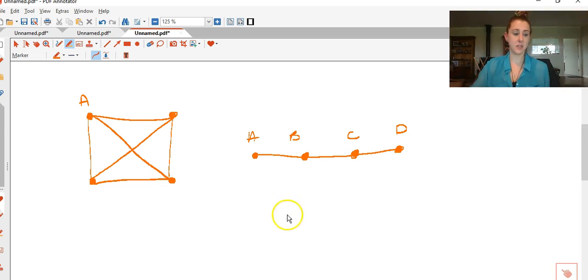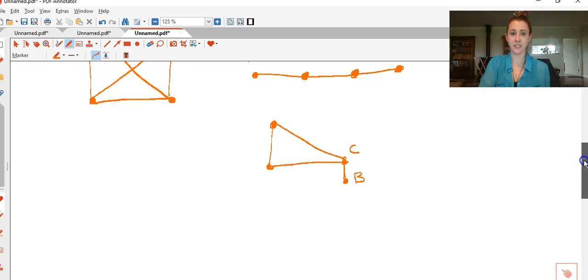And last but not least, another connected graph, just so you've got a good number of examples. So again, a connected graph where this element B may not be connected to these 2 vertices directly, but is still connected via this vertex C. So again, still a connected graph.